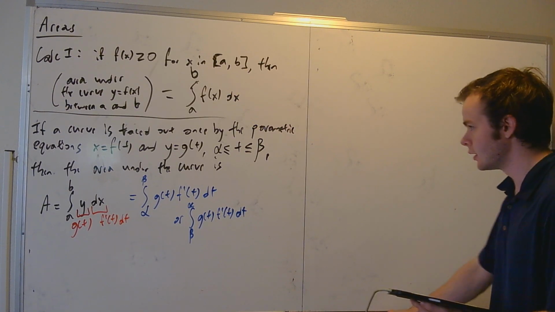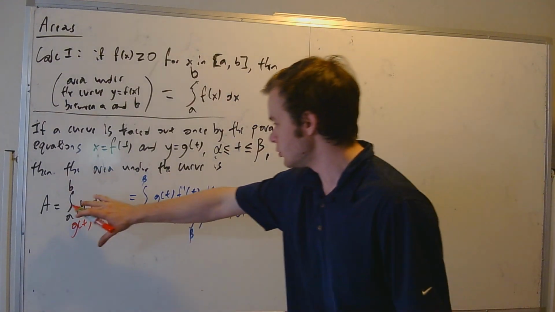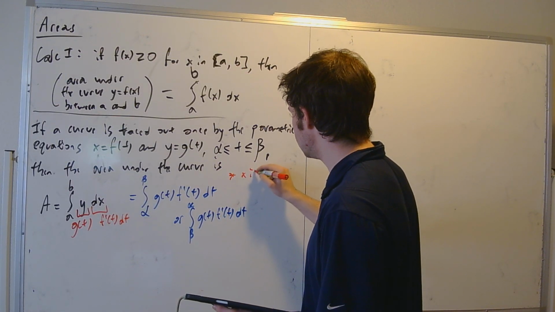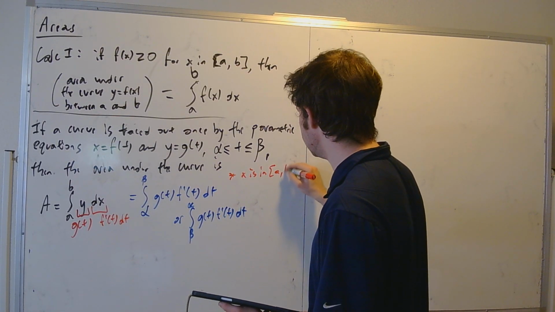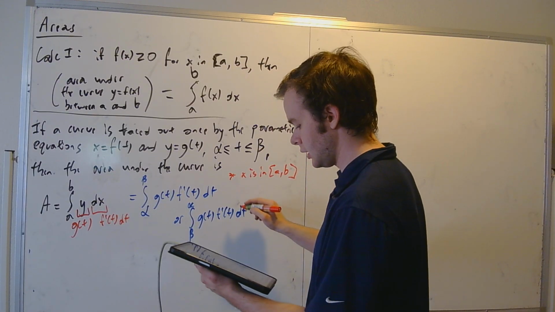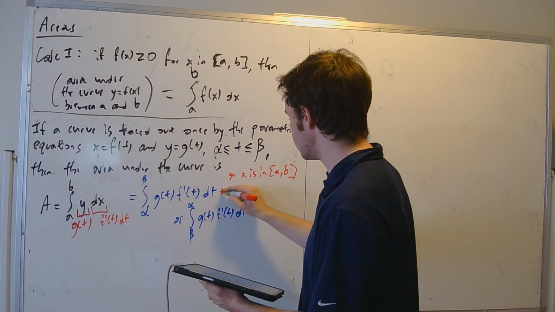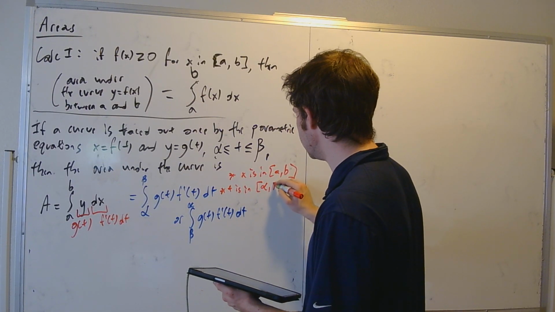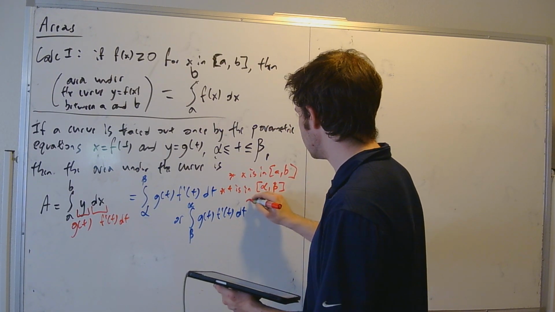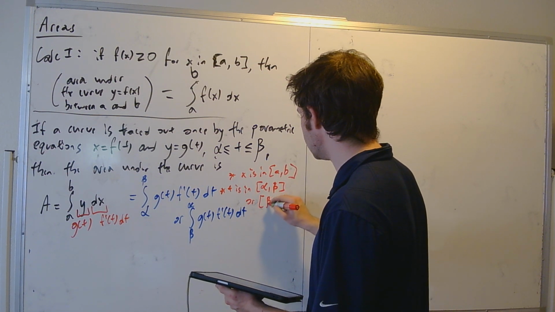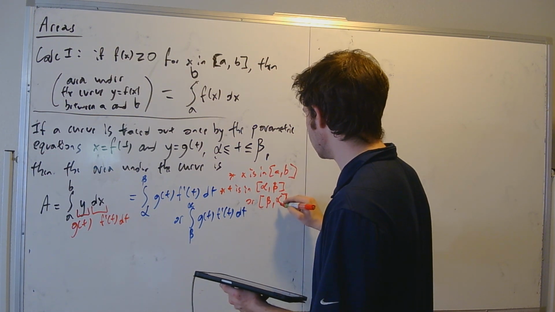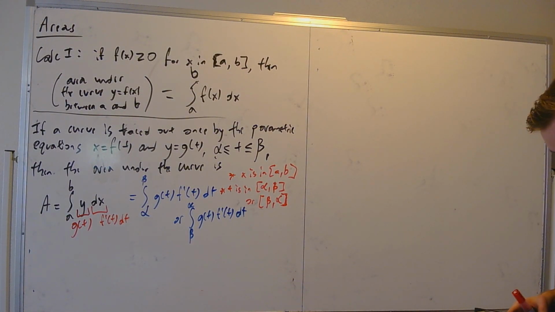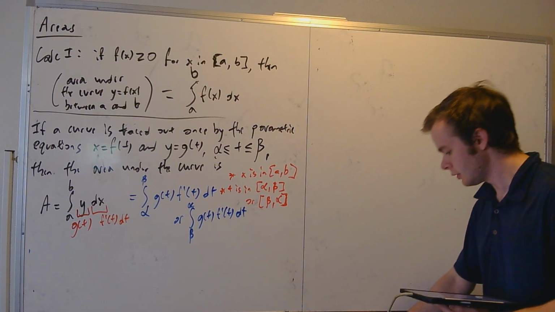And I'll say here, the difference between a and b and alpha and beta is that x is in the interval from a to b. And the difference here is that t is in the interval from alpha to beta, or the interval from beta to alpha. Right, and that's our choice that we made of which way we're following the curve. Okay.